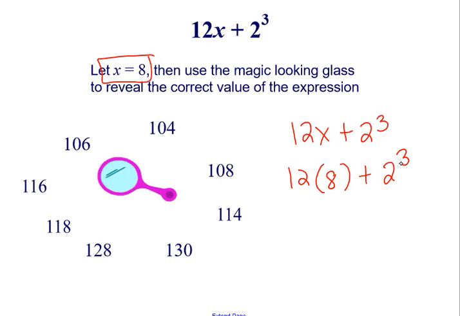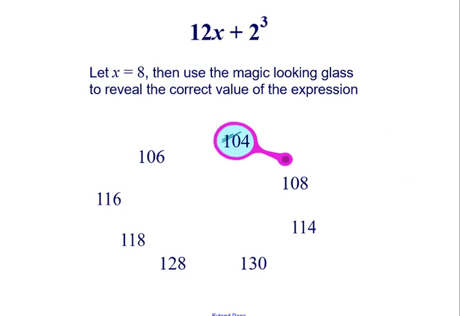So now I can simplify using the order of operations. We have 2 to the third is going to be 8. We then have 12 times 8 is 96. So then 96 plus 8 gives us an answer of 104. So if we move the looking glass and slide it over, it does reveal the answer is 104.